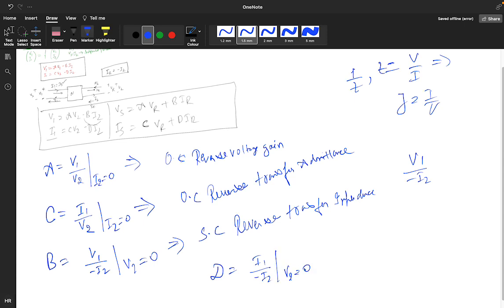V2 is equal to 0. Sir, can you explain why you are taking admittance and impedance? How are you taking that? One second. See, in this question, you are not getting the difference between admittance and impedance, and how you are considering I by V as an admittance and V by I as an impedance.